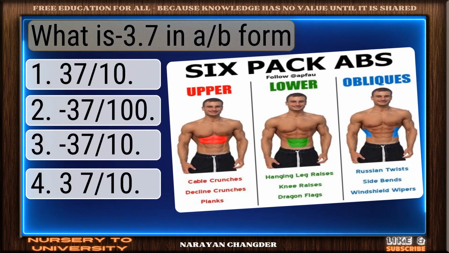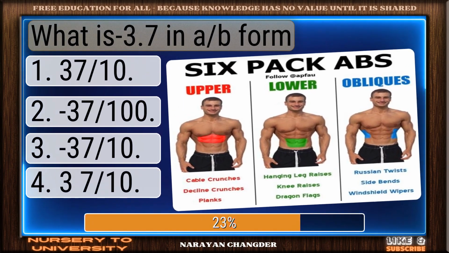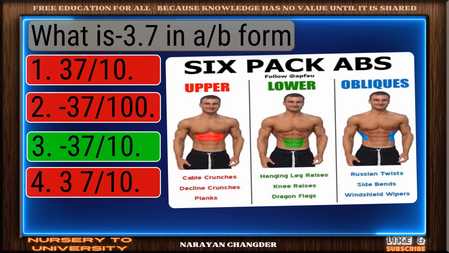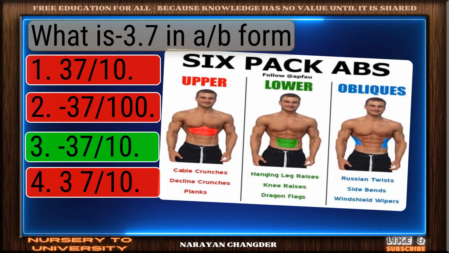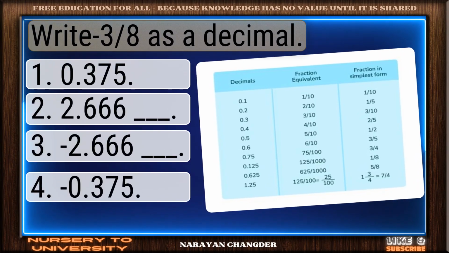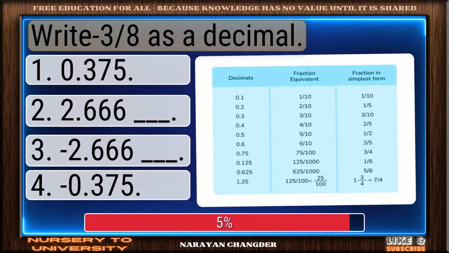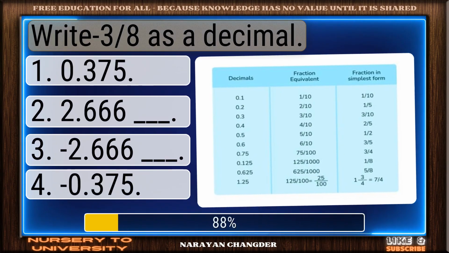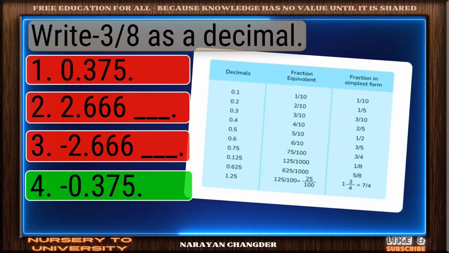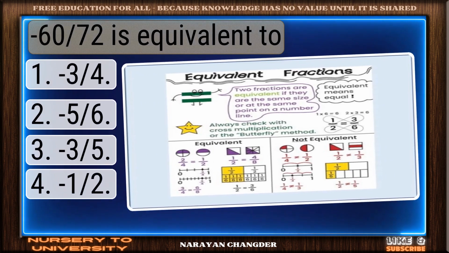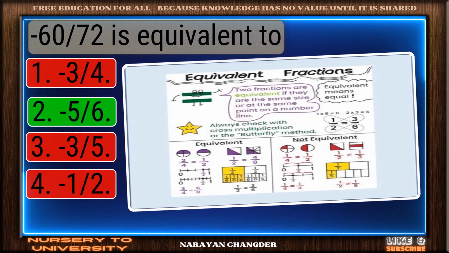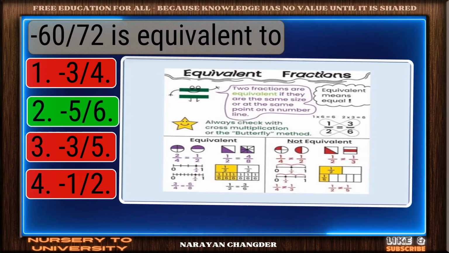Question number 195. What is 3.7 Agab form? Clear logic. Your choice 3d7 day 10 is sound and 100% true. Question number 26. Write through up to date as a decimal. Solid response. 0.375 is a valid choice. Question number 187. 6 center 2 is equivalent to? Smart pick 5 to 6 is the correct choice.